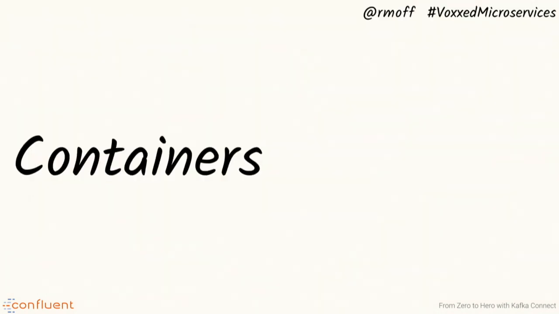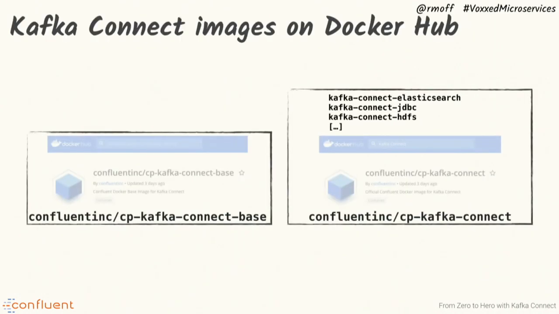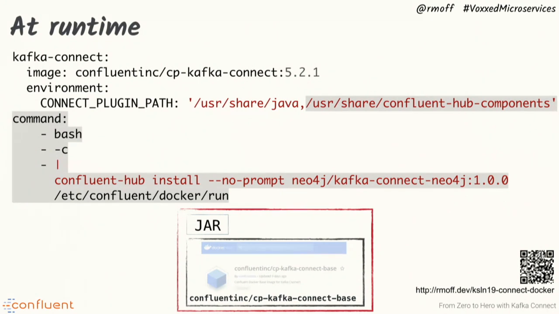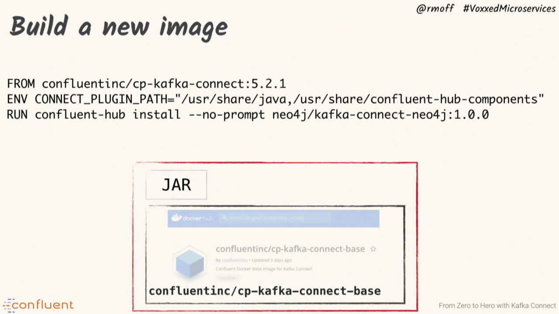For deploying Kafka Connect, you can run a container if you want. There are Connect images on Docker Hub. If you want to create your own image, all you need is that particular plugin jar to drop into your image. So the plugin jar you get off Confluent Hub, and you can install it either at runtime, so using something like Docker Compose to pull that down and then launch the worker, or you can just build your own Dockerfile from that and store it in your own repository.